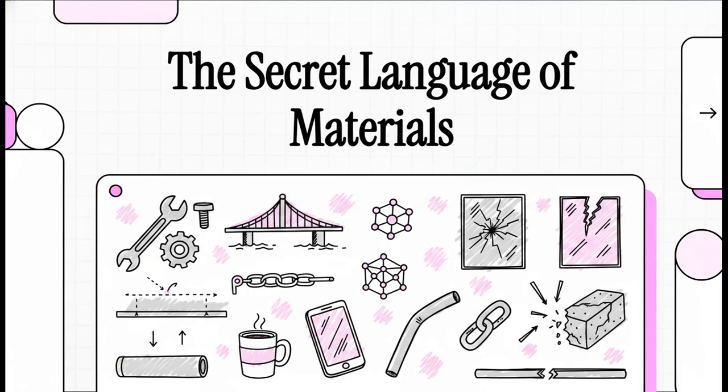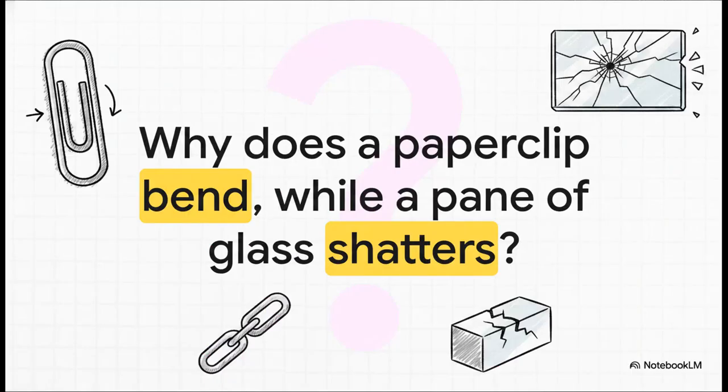All right, let's dive into the really fascinating world of materials science. We're going to talk about how all the stuff around us actually works, and maybe more importantly, how it breaks. I mean, have you ever really thought about this? You can take a paper clip and just bend it back and forth, no problem. But try that with a pane of glass. Yeah, it just shatters. They're both solid, right?